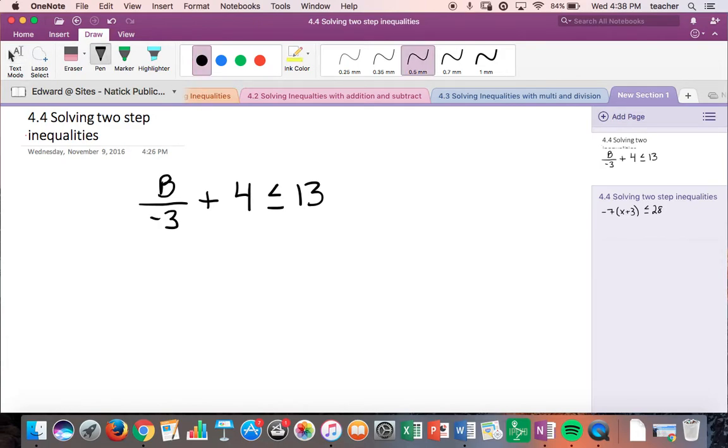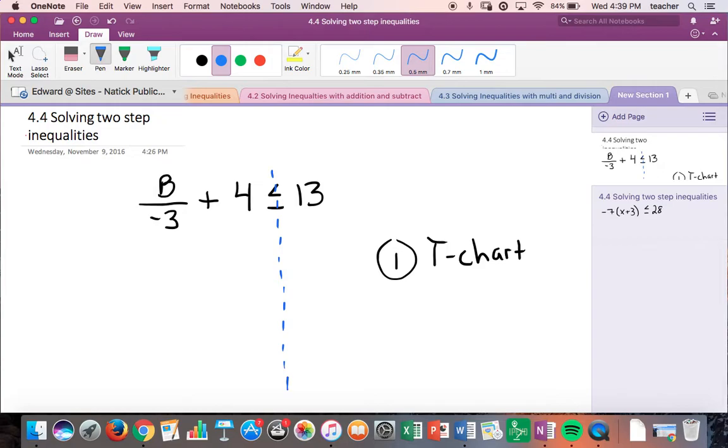So the first step is always going to be to create a t-chart. So I'm going to drop a line down my inequality symbol. And that line is a placeholder for the inequality symbol. It's also, like I've said a whole bunch of times, a line of symmetry. So whatever I do on the left side, I got to do on the right side. Then I'm going to color code this.